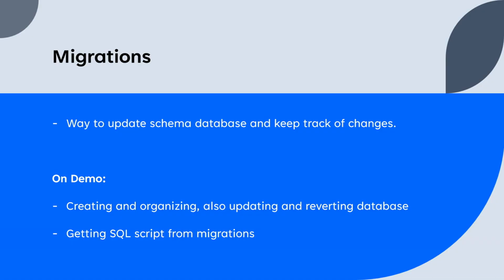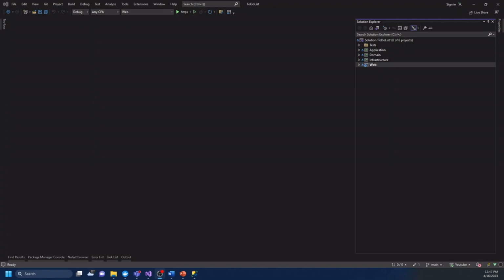So about migrations, what are those? It's basically a way to update the schema of the database and keep track of changes which you have done in the DB. So I'm going to show you in an application how it works, and a few features related to it. Let's imagine we have an application which is already done by a few developers, and we want to set it up on our machine to just have the option to debug it, to have access to the database.